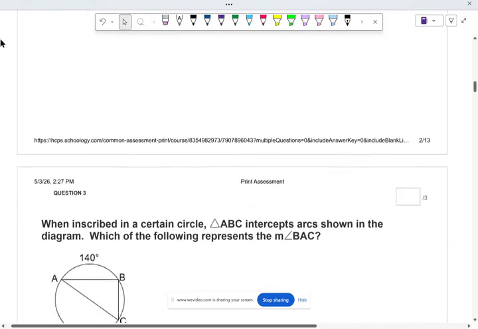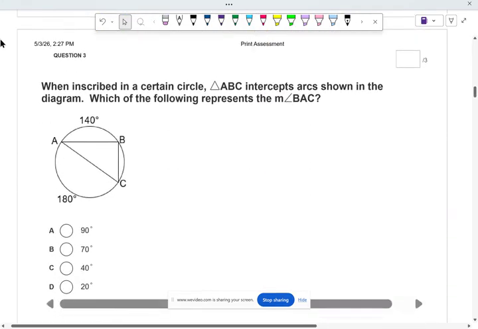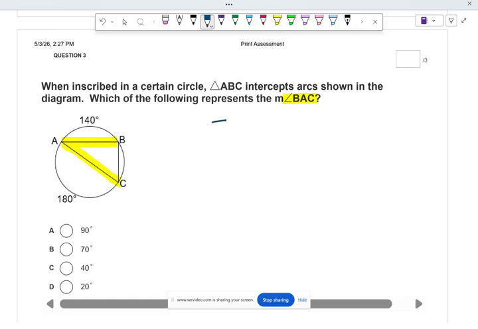All right, number 3. When inscribed in a certain circle, triangle ABC intercepts arcs as shown in the diagram. Which of the following represents the measure of angle BAC? So let's outline and see where angle BAC is. I see that is an inscribed angle, but we do not have the measure of arc BC. So that's our first step. What is the measure of arc BC?